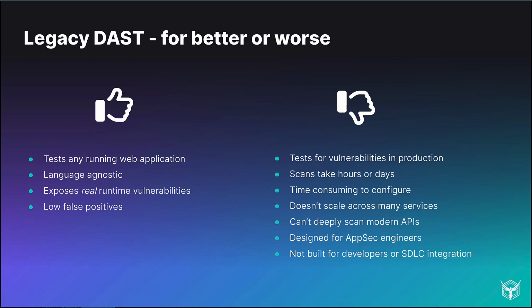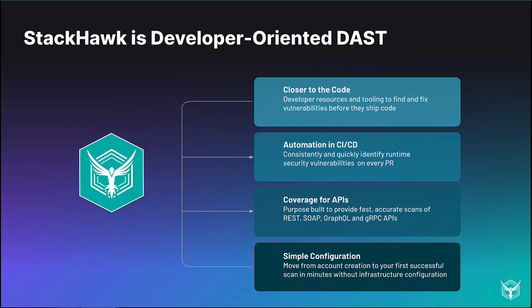StackHawk is disrupting this space by transforming DAST into a fast, automated software quality check that can run on every pull request. StackHawk was designed to enable frequent DAST scanning with developer workflows. It helps developers fix vulnerabilities while they're in the context of the code that produced them, and long before that code reaches production. We do this by being closer to the code, with tools that are easy for developers to configure, run, and automate. And we provide resources that help them understand and fix vulnerabilities quickly.